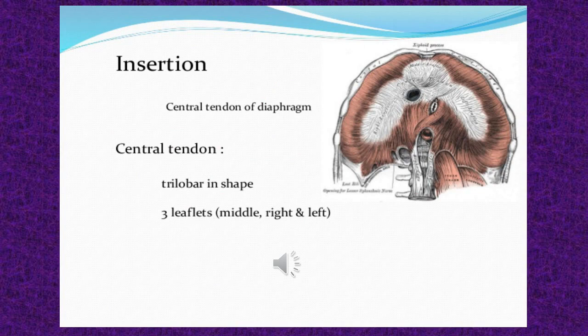The insertion of these muscle fibers is to the central tendon of the diaphragm. The central tendon of the diaphragm lies below the pericardium and is fused to the pericardium. The tendon is trilobar in shape, made up of three leaflets: middle, right and left.